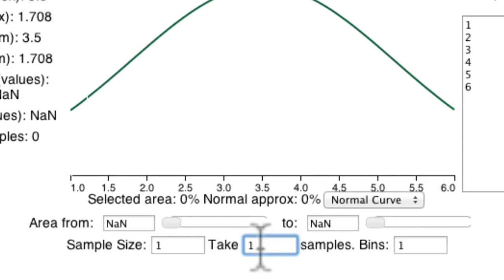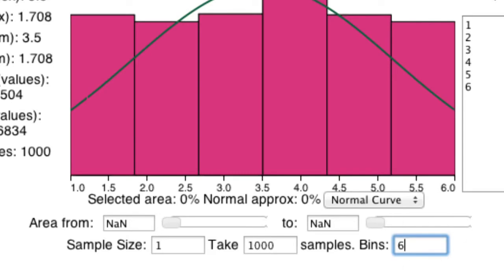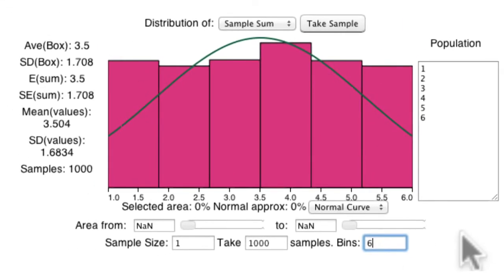Okay, so I'm going to take 1,000 samples of size 1. That means I'm just going to draw 1,000 times from this box. I'm going to do nothing to them. I'm just going to draw 1,000 times from that box. And my histogram is going to be on 1 through 6. I'm going to give it 6 bins, and if I hit return, aha. That's what I got on my 1,000 draws. Each of those values came up about 1/6 of the time. No big surprise. But that's not what I'm doing.